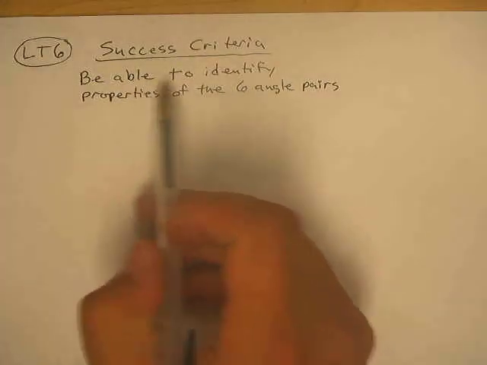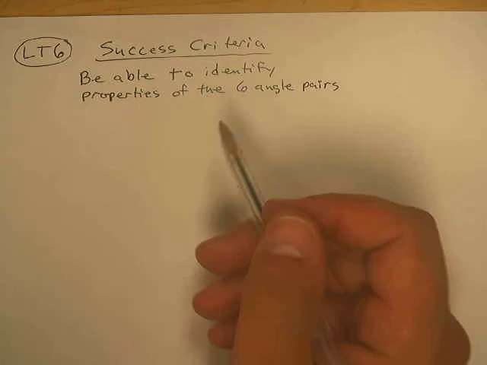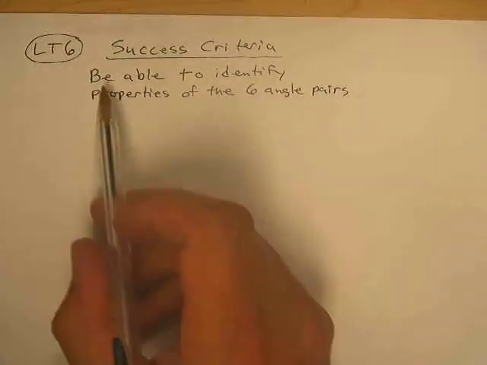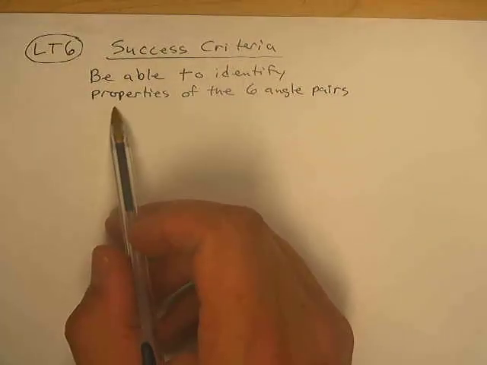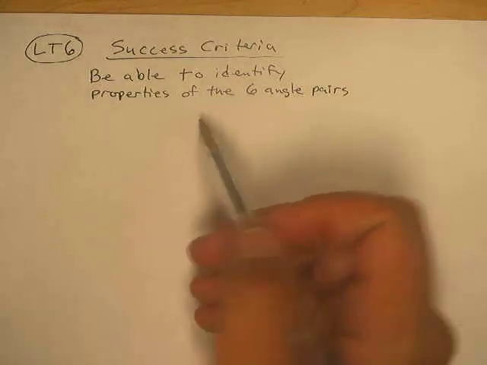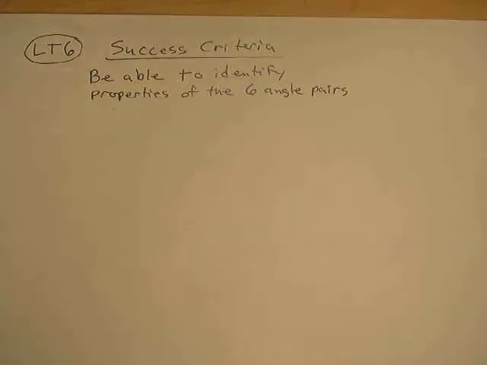It includes alternate interior angles, alternate exterior angles, corresponding angles, linear pair, consecutive interior angles, and vertical angles. So you should be able to identify those types of angles from the previous video, and you should be able to measure with a protractor from the video before this as well. So your success criteria, what you should be able to do at the end of this video, is be able to identify the properties of the 6 angle pairs. So that tells me what's special about those angle pairs.